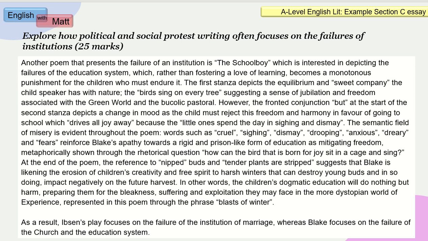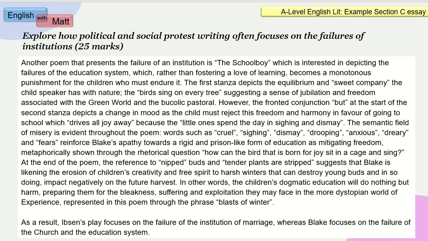bucolic pastoral. However, the fronted conjunction "but" at the start of the second stanza depicts a change in mood, as the child must reject this freedom and harmony in favour of going to school, which drives all joy away, because the little ones spend the day in song and dismay. The semantic field of misery is evident throughout the poem. Words such as cruel, sighing, dismay, drooping, anxious, dreary, and fears reinforce Blake's apathy towards a rigid and prison-like form of education as mitigating freedom, metaphorically shown through the rhetorical question, "how can the bird that is born for joy sit in a cage and sing?"